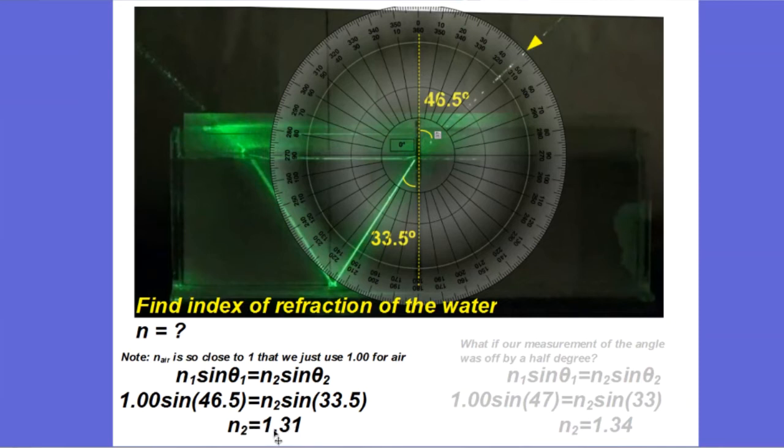Am I wrong? Well, let's ask ourselves, let's do a little error analysis. What if I measured these degrees and I was only off by half a degree? If you look here, you can see the width of the laser beam is almost a full degree by itself. So it's very possible and understandable that we could be off by half a degree. So I've done the calculation again, this time changing my angles by half a degree, and I see that I come up with a new value of 1.34. The accepted value of 1.33 is between these two numbers, so I can feel confident that my experiment is valid within experimental error.